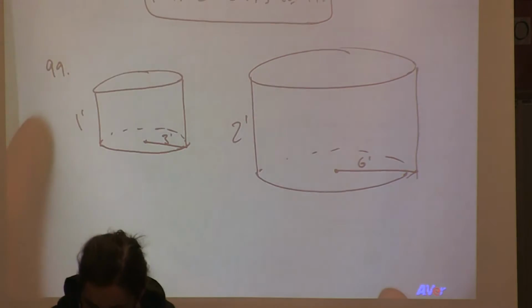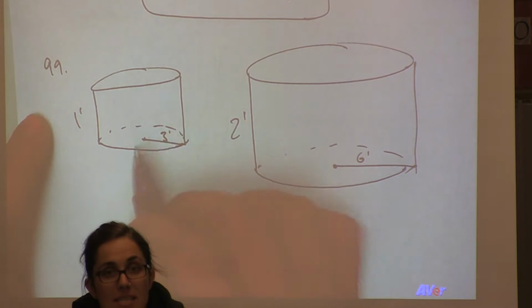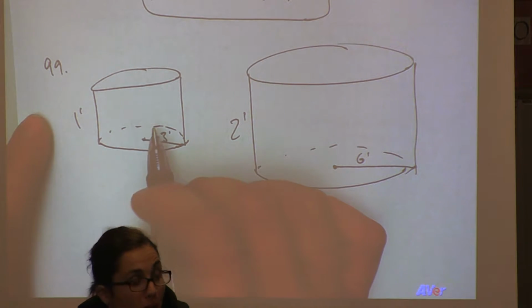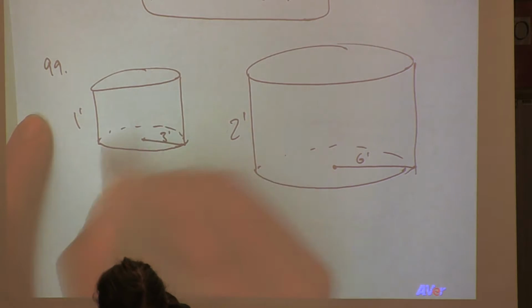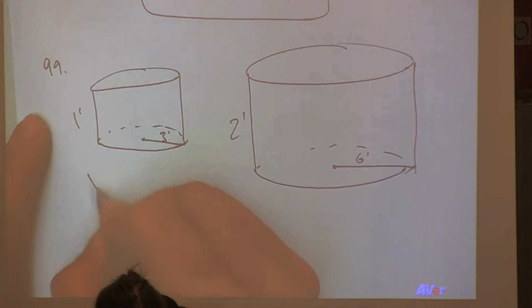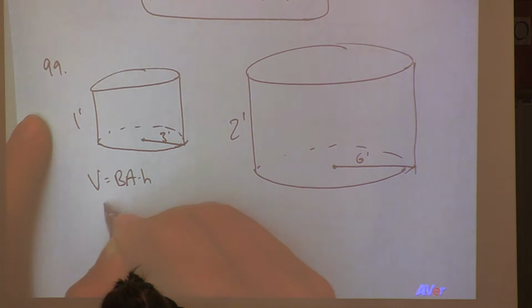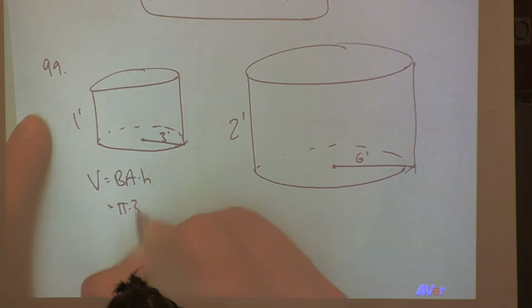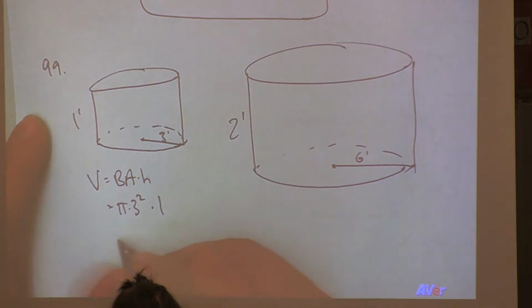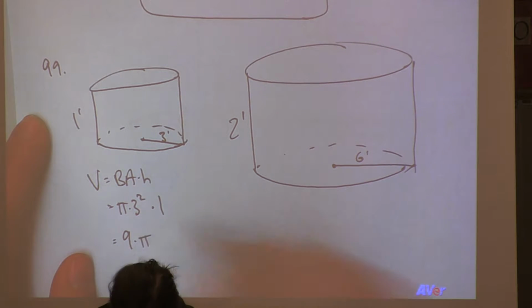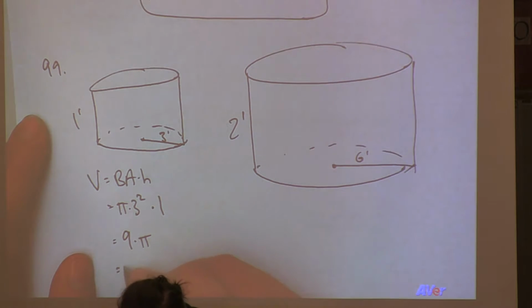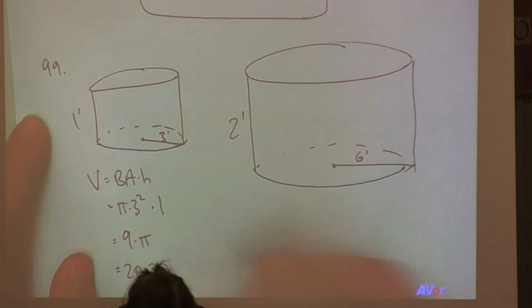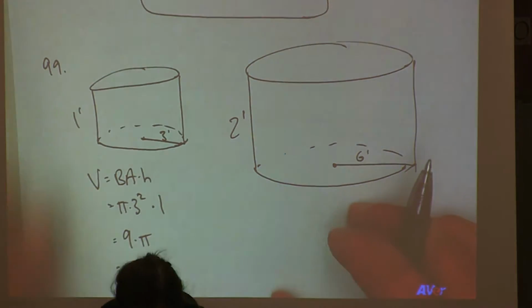So I'm going to find the volume of both. For a cylinder, or for any prism, it's going to be the area of the base times the height. We know the area of the base is a circle. So the base area is going to be pi times 3 squared times the height of 1 foot. Gives me 9 times pi times 1, which is going to be 28.27 cubic feet for the first one.